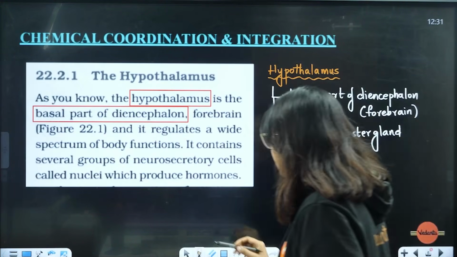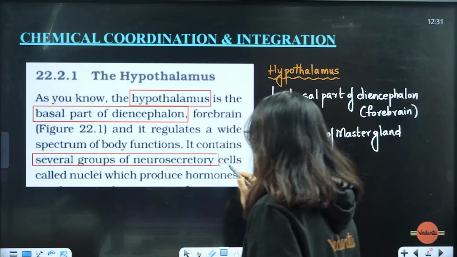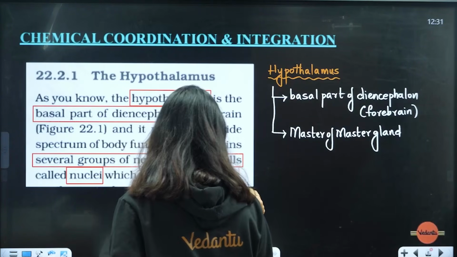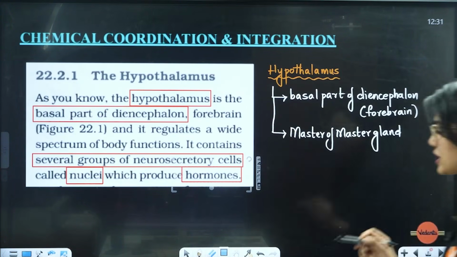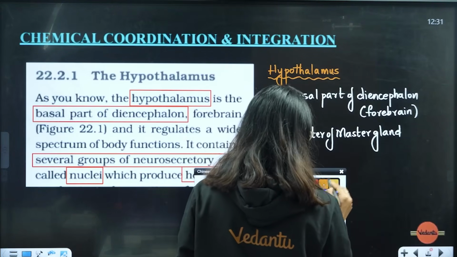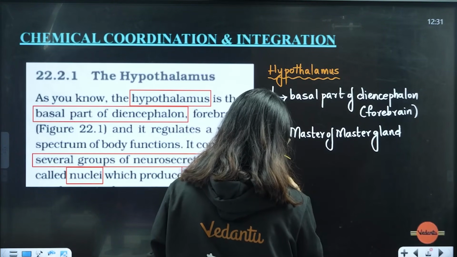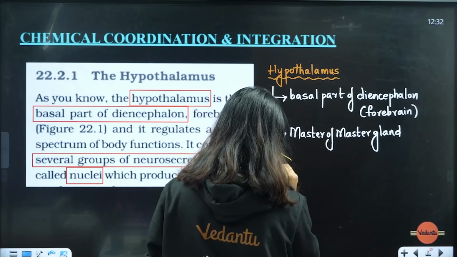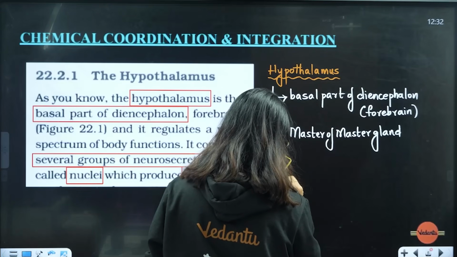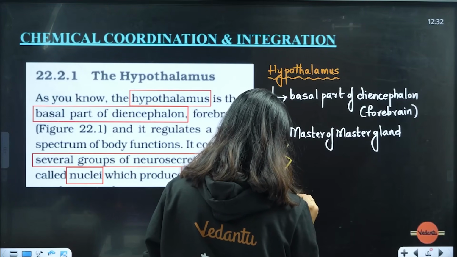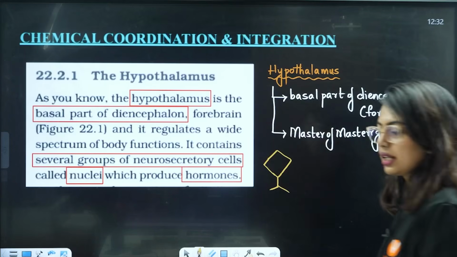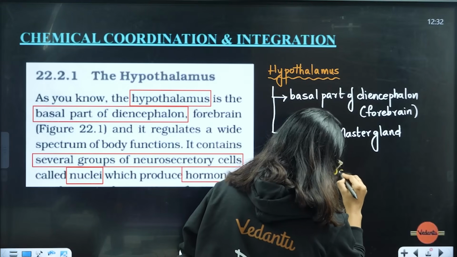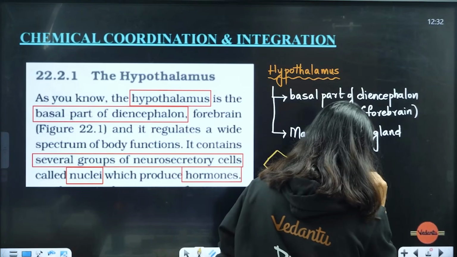It contains several groups of neurosecretory cells called nuclei, which produce hormones. What do they have, students? They have a set of cells which are called neurosecretory cells. When you draw, you can draw it something like this. You can draw the neurosecretory cells. The neurosecretory cells have the ability to release the hormones. See here, they produce the hormones.